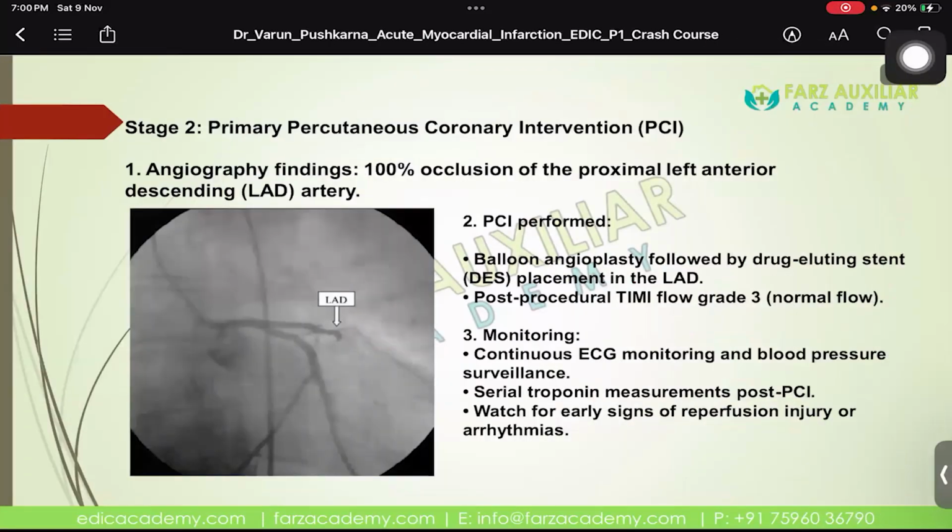So this is what was done. Primary percutaneous intervention was done. What you see here is that the LAD is 100% occluded. And obviously, the ECG also showed that. The patient was taken for a drug-eluting stent, and TIMI flow grade 3 was achieved. The patient was shifted back to the cardiac unit for ECG monitoring, serial troponin measurements, and to observe the patient for reperfusion injury and arrhythmias.